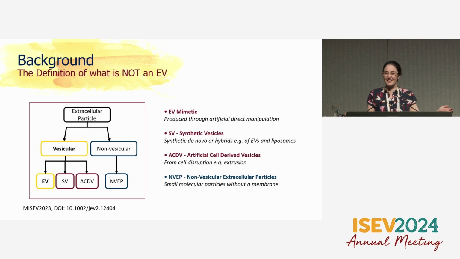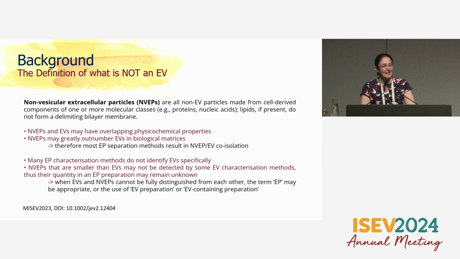There's going to be a test on this later, everybody, so I hope you're taking notes. Under the NVEP category, we have all of the non-EV particles. These are derived from cells, and they can contain molecular cargo, so proteins, nucleic acids, and lipids, but the key thing is they do not have that delimited membrane. This can include, you may have heard of, exomeres and supermeres. We also have lipoproteins and chylomicrons.